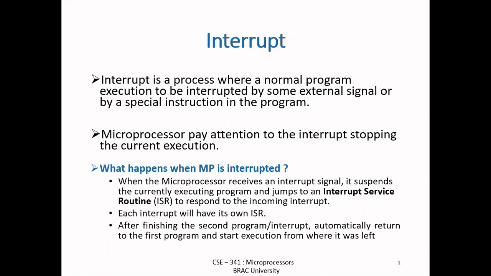So what happens when a microprocessor is interrupted? When the microprocessor receives an interrupt signal, it suspends the currently executing program and jumps to an interrupt service routine to respond to that incoming interrupt. The interrupt service routine stores the instructions that the CPU has to perform when it is interrupted by any of the interrupts. You can say the interrupt service routine is a guideline for the CPU to give service to the interrupts, to solve them.